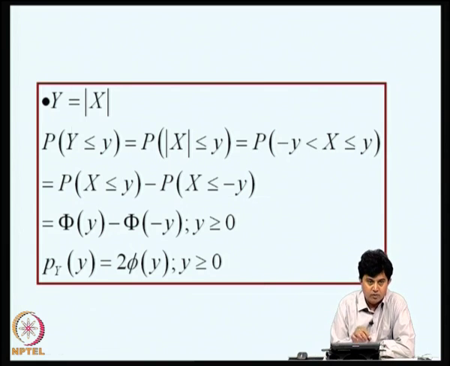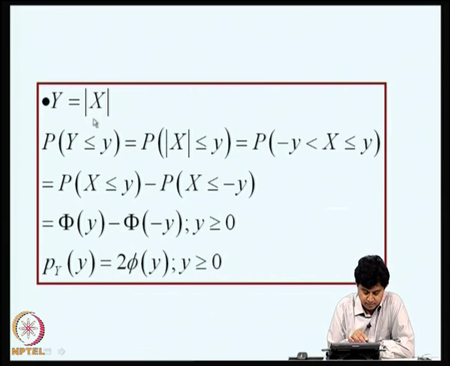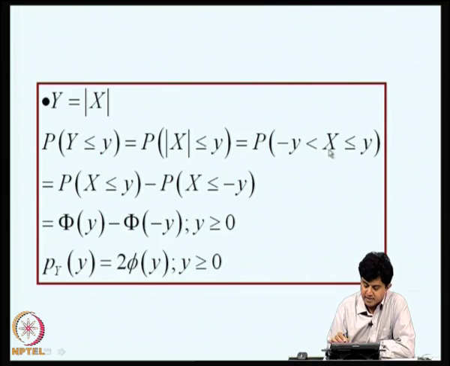Now, how about y equal to mod x? The probability of y less than or equal to y is the probability of mod x less than or equal to y. That would mean x takes values between minus y and y, so it is the same as the probability of x greater than minus y and less than or equal to y. So, this is nothing but the probability of x less than or equal to y minus the probability of x less than or equal to minus y. By denoting the probability distribution using capital phi, we write this as phi of y minus phi of minus y, and upon differentiation I get 2 into phi of y, where y is greater than or equal to 0.